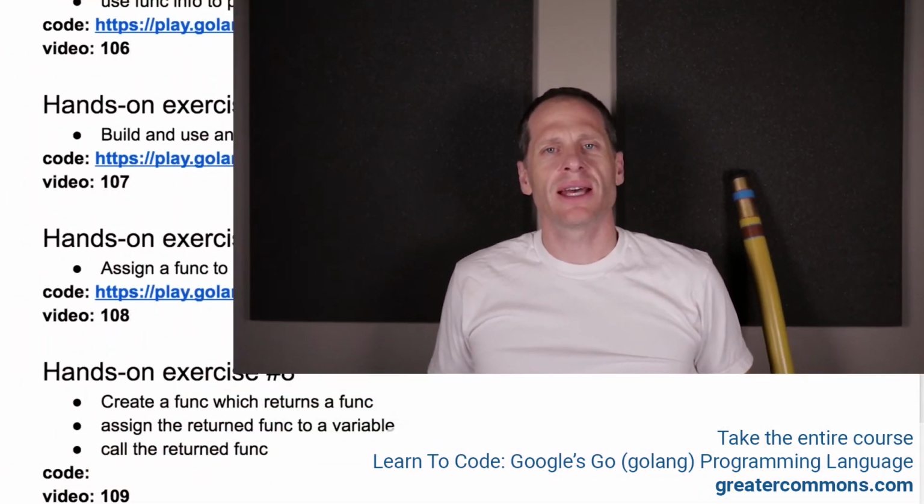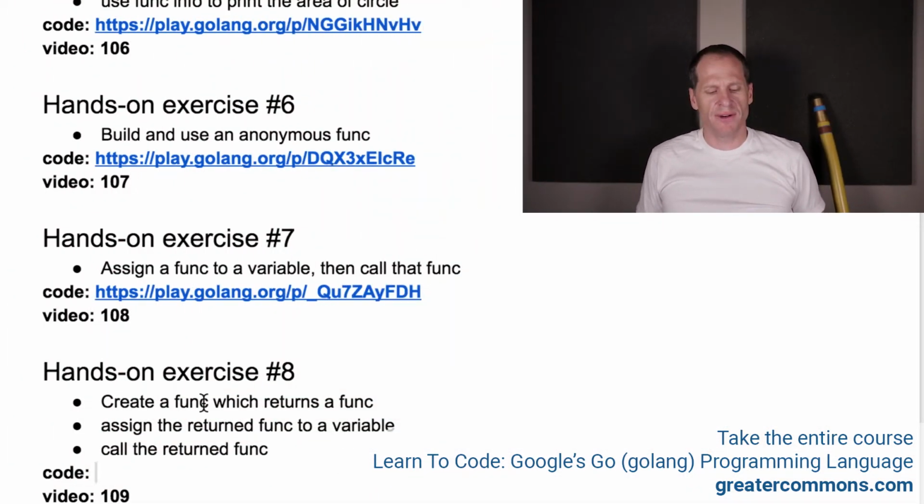For hands-on exercise number 8, I want you to create a func which returns a func, and then assign the returned func to a variable, and then call the returned func. So that's what I want you to do for hands-on exercise number 8. So pause this video, go do those 3 steps, and once you've worked out your solution, come back here and unpause the video, and then watch my solution, which I'm going to show you right now.